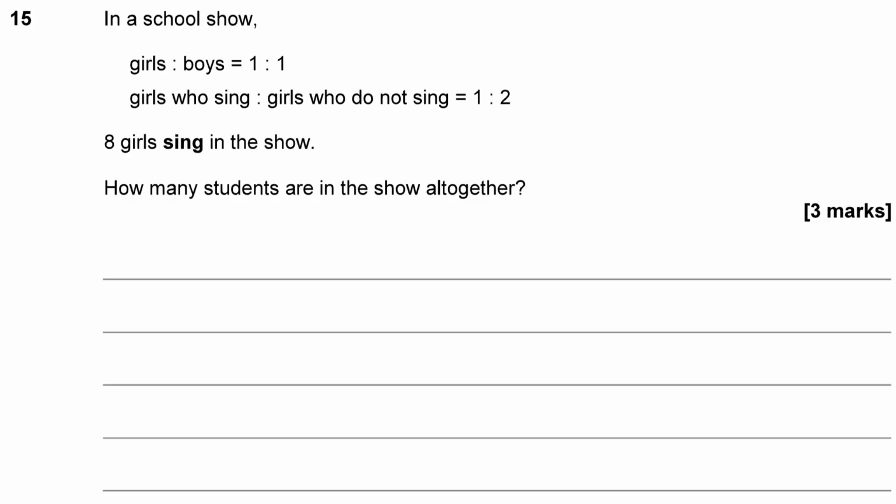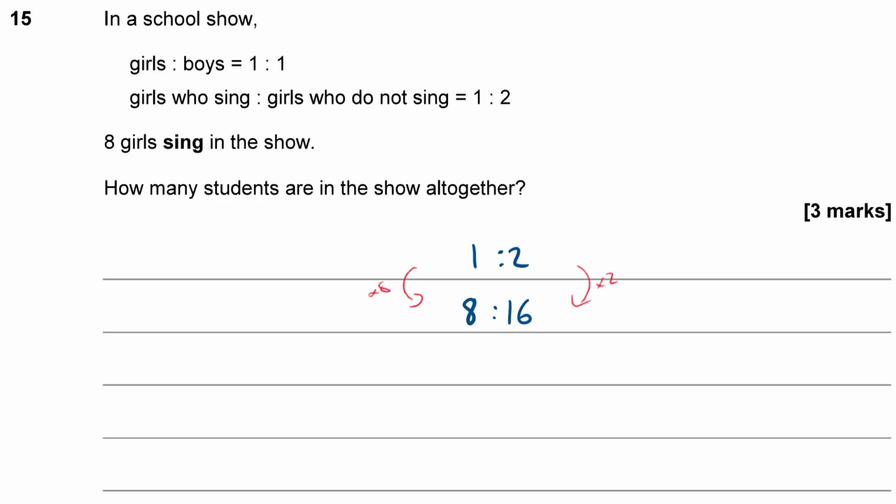Okay. So if the ratio of girls who sing to the girls who do not sing is in the ratio of 1:2, and we know that the girls who sing is 8, then this one here is times-ed through by 8. So doing the same to the other side, times by 2, there must be 2 times 8 is 16. There must be 16 girls who don't sing.